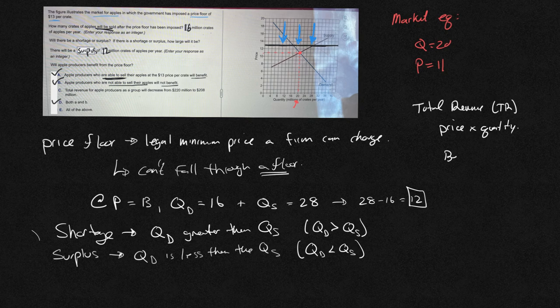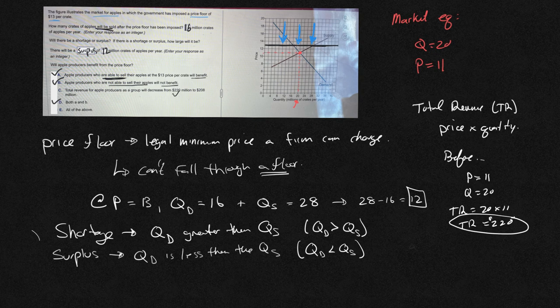So before, what did we have? We had price equal to 11, quantity equal to 20. Therefore, total revenue equaled 20 times 11. So total revenue was equal to 220. So this was before. All right, if I go back over here to the question, all right, so that makes sense. Now let's see what about after.